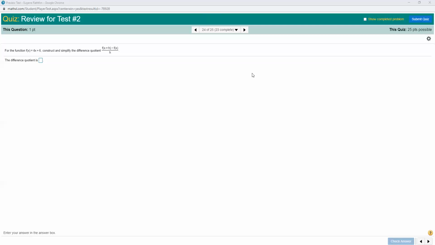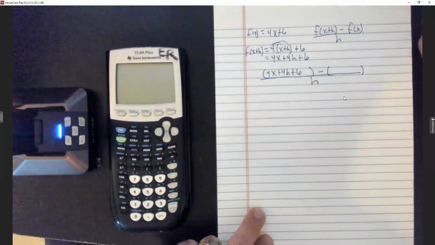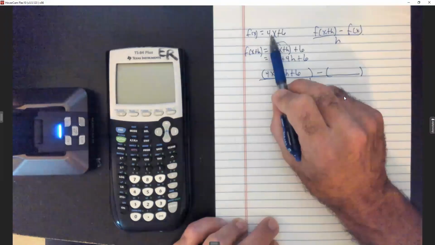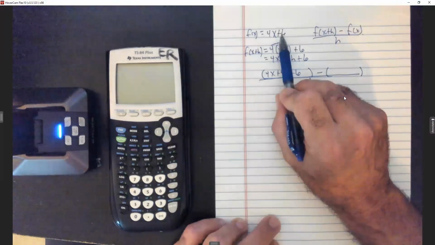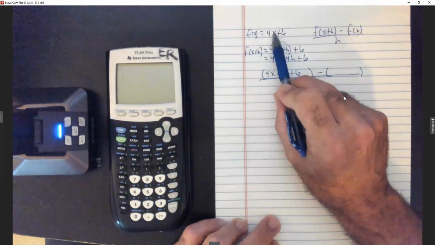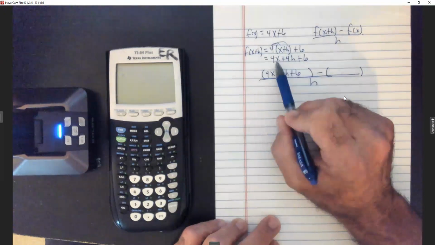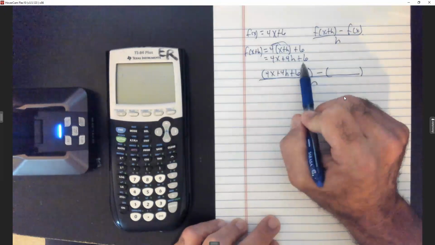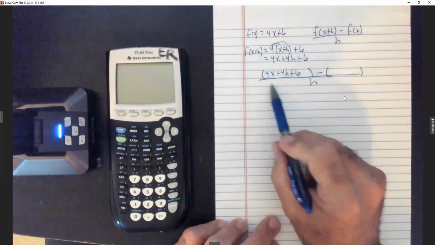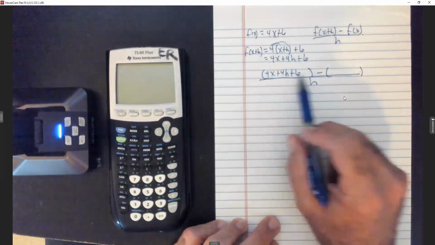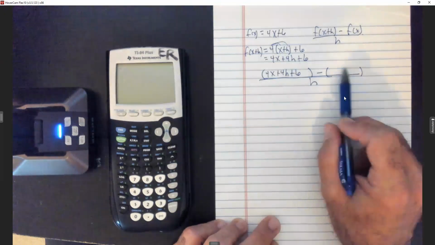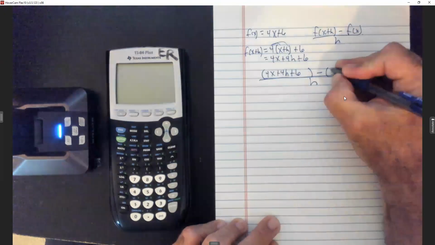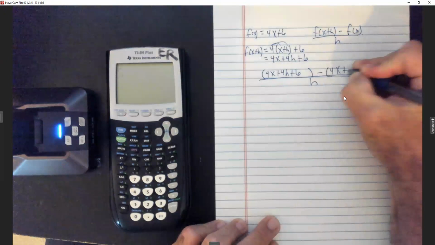All right, so y'all keep me on track. I want y'all to see this. What I did, f of x plus h was 4x plus h. I replaced the x with an x plus h. Then I distributed, got 4x, 4h, and then my 6. I put that into the formula for my f of x plus h. Now my f of x they gave me, that was 4x plus 6. So remember, all this is over h.